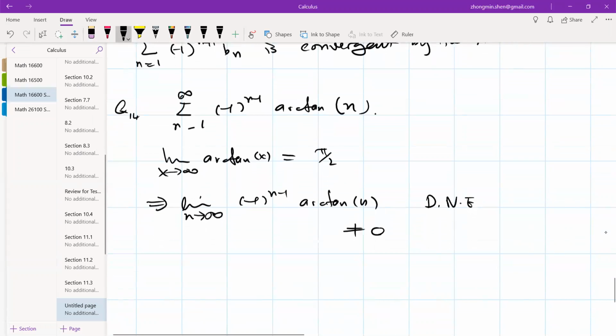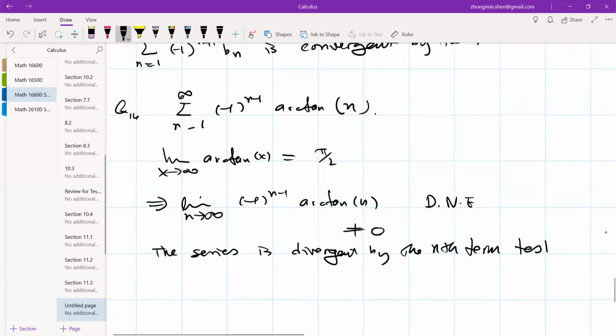Therefore, we should say the series, don't just say it, the series is divergent by the nth term test.